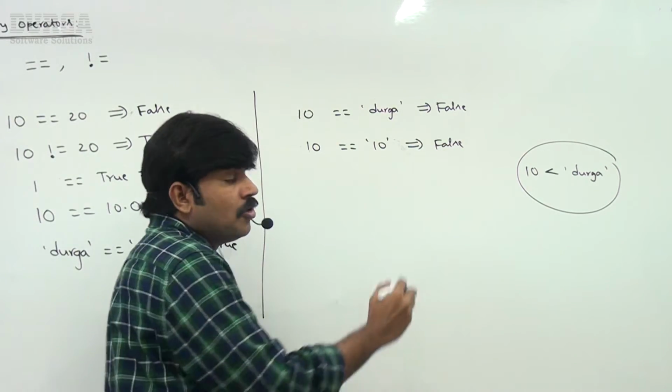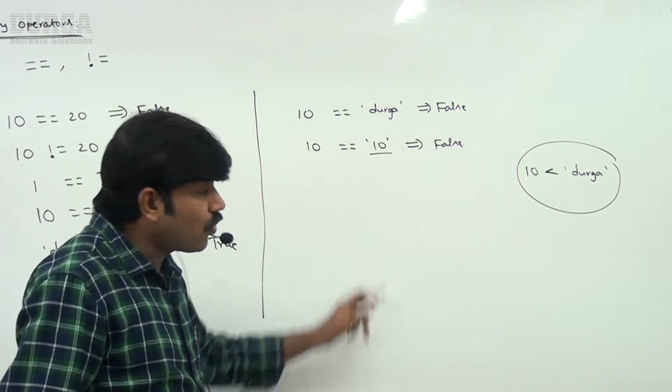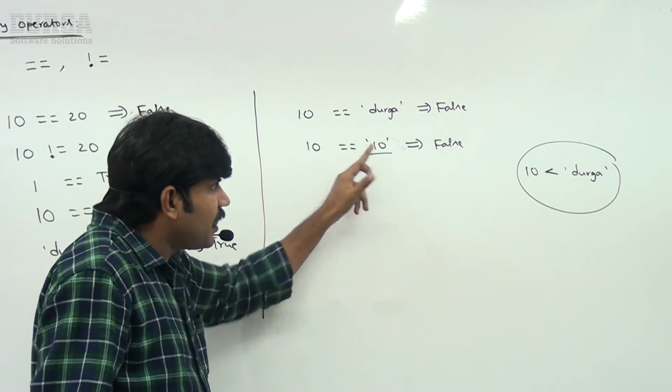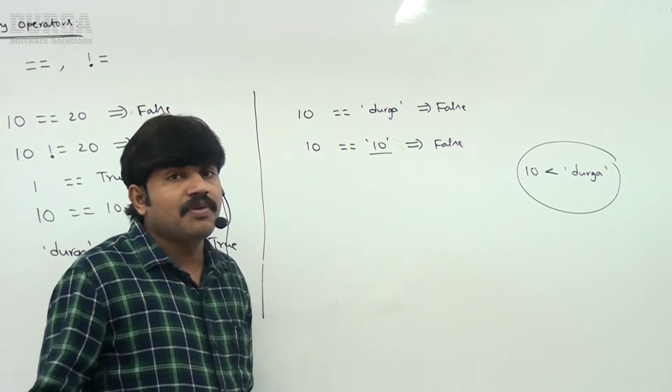Even though it is 10, it is within quotes, so it is a string. One is the number and the other is the string. What answer are we going to get? Simply false is the answer, sir.